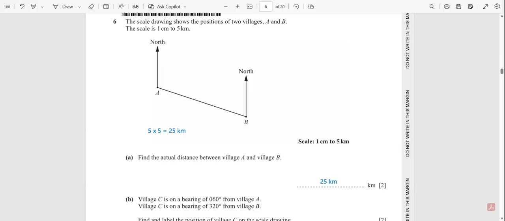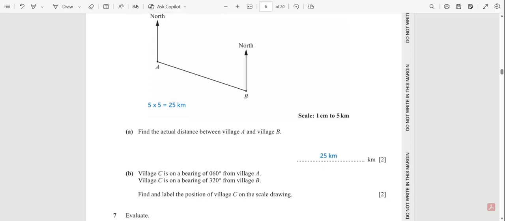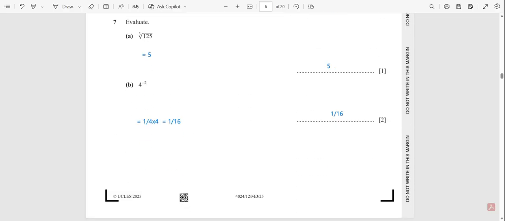Question number 6. The scale drawing shows the positions of two villages A and B. The scale is 1 centimeter to 5 kilometers. Find the actual distance between village A and village B. We calculate basically the distance of AB with a scale that turns out to be 5 centimeter. So 1 centimeter represents 5 kilometers. So 5 centimeter will represent 25 kilometers. So the actual distance between village A and village B is 25 kilometers.